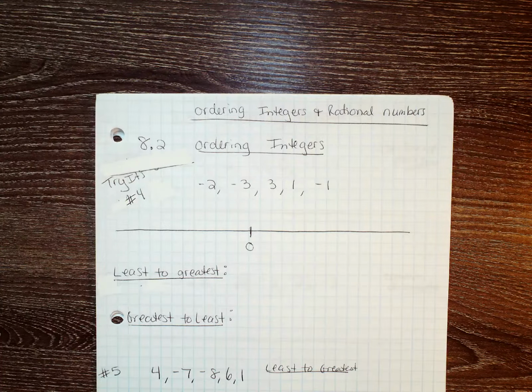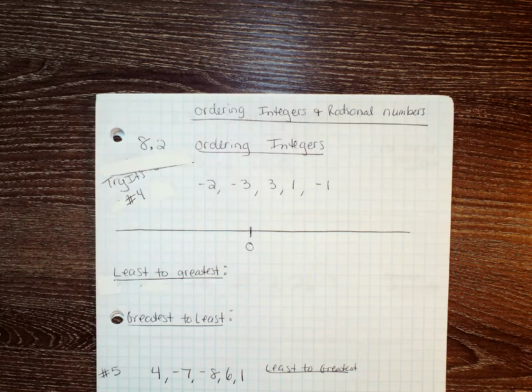So remember, integers are all positive whole numbers, negative whole numbers, and zero. So you're going to notice that you're going to see no fractions and no decimals. You're going to see no mixed numbers. When we do lesson 8.3, that's when you'll start seeing all the fractions, the decimals, and including integers. Okay, so just remember that.